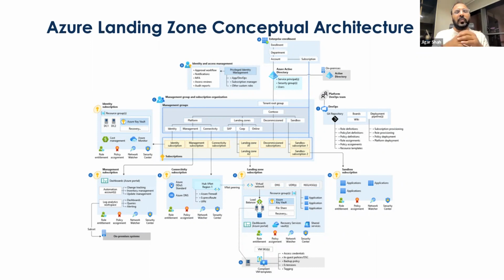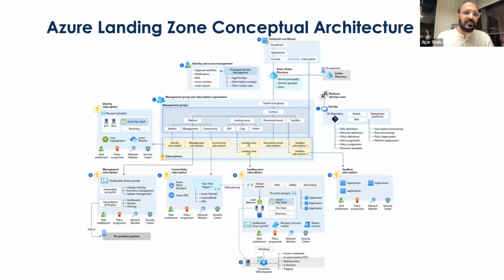You have the core part of your landing zone at the center, where you have your platform, where you have your identity, you have management, and your connectivity subscription. Then you have your landing zones related to your applications. It could be a corporate application, it could be an online application, it could be your SAP application, it could be any other application, correct? And for each of these, there are separate subscriptions.